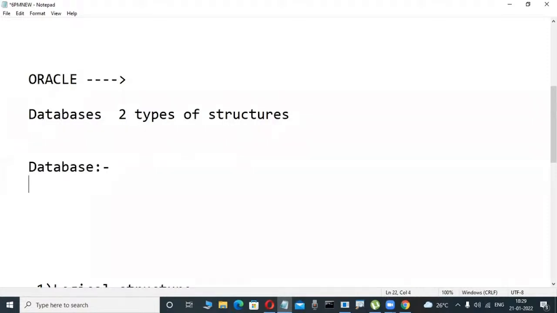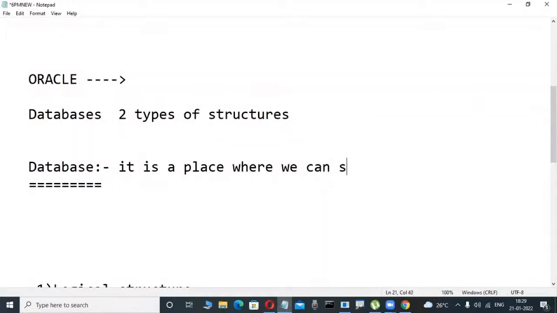What does database mean? Anybody observing in Google or in books, it is a place where we can store a structured collection of data in a computer system. They are telling only that. What is data? What is information? What is DBMS? That is later. Structured collection of data.